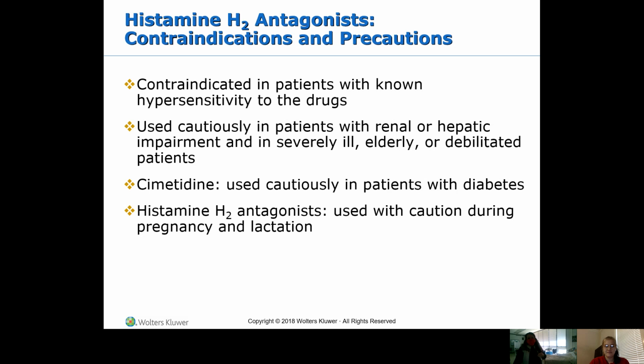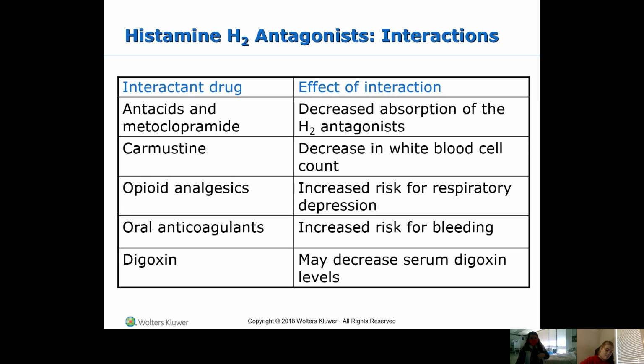All right. H2 antagonists, we're not going to give these to people who have renal or hepatic impairment, which is with most drugs. We don't usually give them to the elderly or extremely debilitated patients. It's unlikely, but they can cause hallucinations. So when patients are very, very old, we don't want to give them anything that might cause any worsening of dementia, that type of thing. And we're going to use them very carefully during pregnancy. And you see here that they can decrease the absorption of some of these H2 antagonists. Digoxin, we know, is a big drug that interacts.